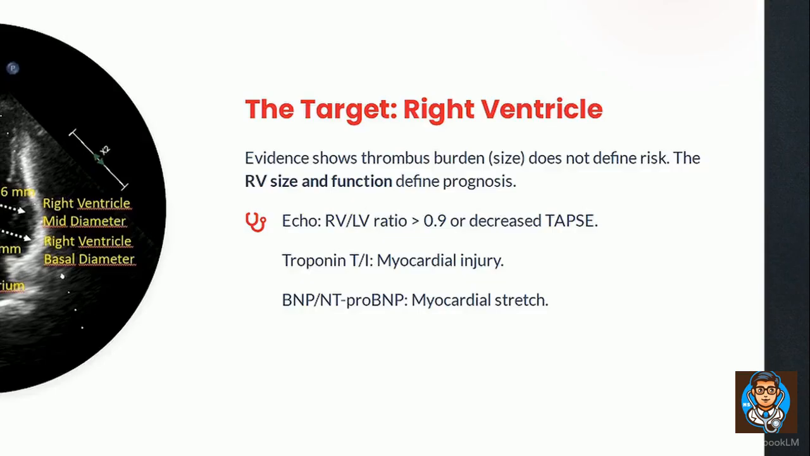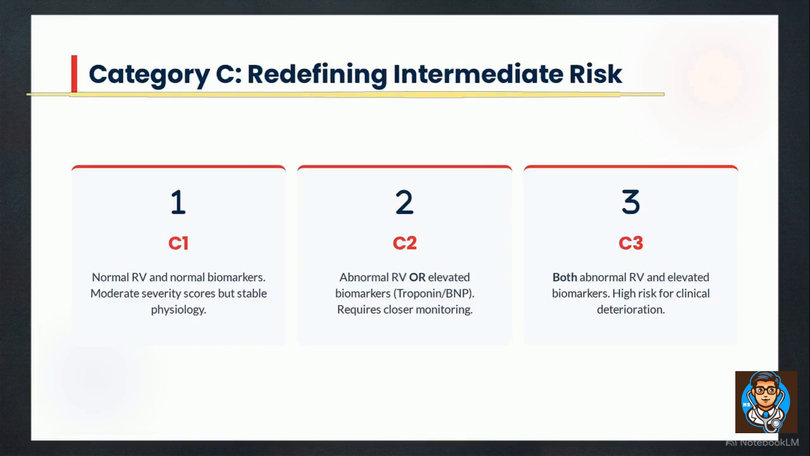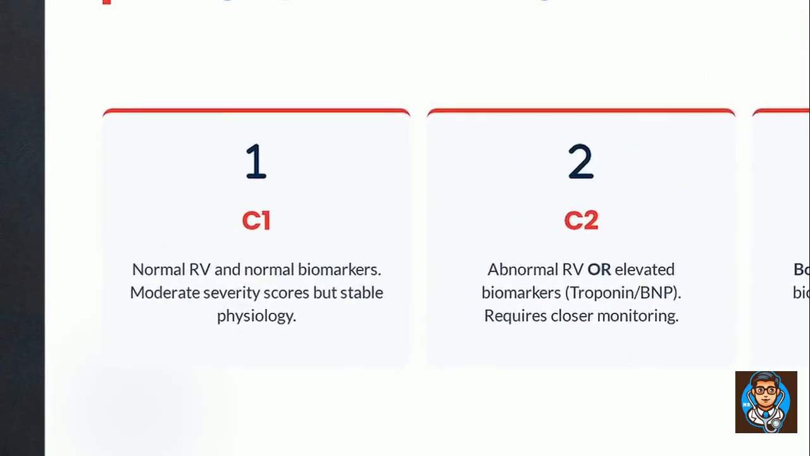This slide details the specific evidence required to prove right ventricular stress. You need imaging, specifically an echo showing an RV to LV ratio greater than 0.9, and you must check for elevated troponin or BNP. These two metrics define category C. This slide breaks down the intermediate risk bucket, which relies entirely on your echo and biomarker results to subdivide patients.